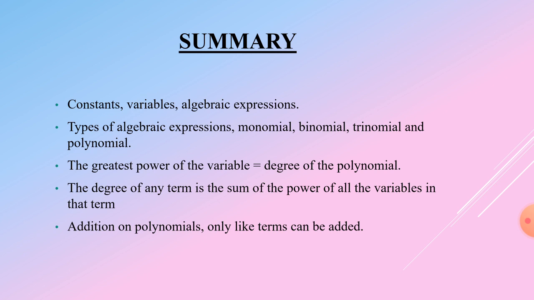Now the summary of the lesson. In previous lessons, we have discussed terms like constants, variables, algebraic expressions, and types of algebraic expressions that are monomial, binomial, trinomial and polynomial. For the degree of a polynomial, we have learned that the greatest power of the variable is equal to the degree of the polynomial, and if a polynomial has two or more variables, then the degree of any term is the sum of the powers of all the variables in that term. And we also started operations on polynomials, from which we have discussed addition on polynomials.